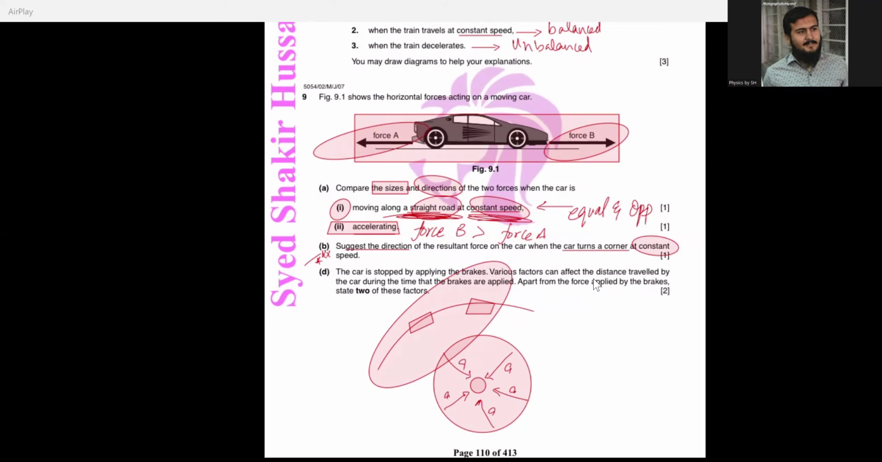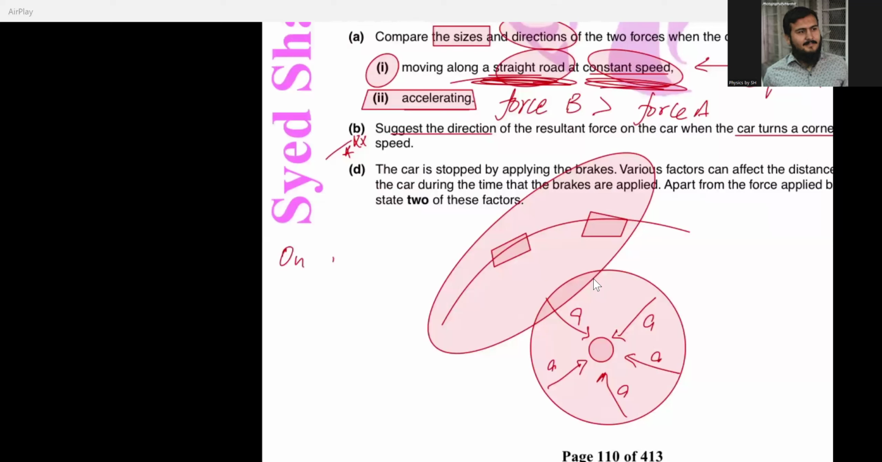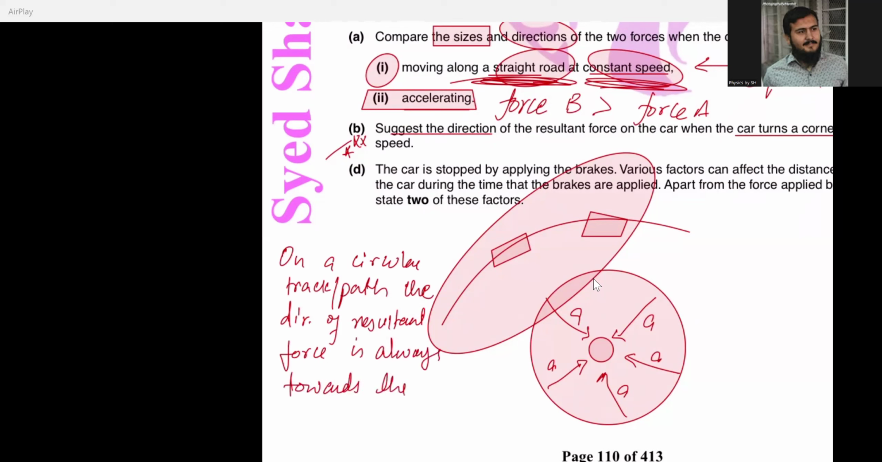Remember this, always write this somewhere. On a circular track, slash path, the direction of resultant force, are you writing it? Yeah, I'm writing it down. Always towards the center, towards the center of the circle.